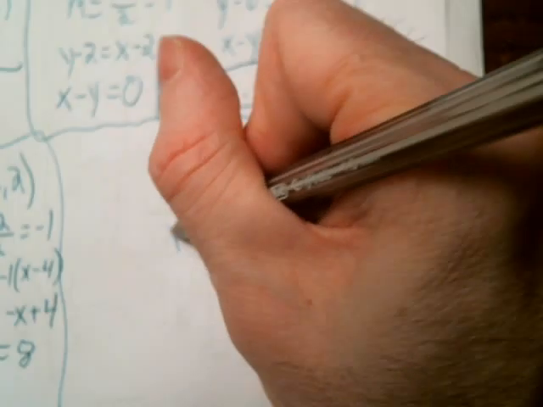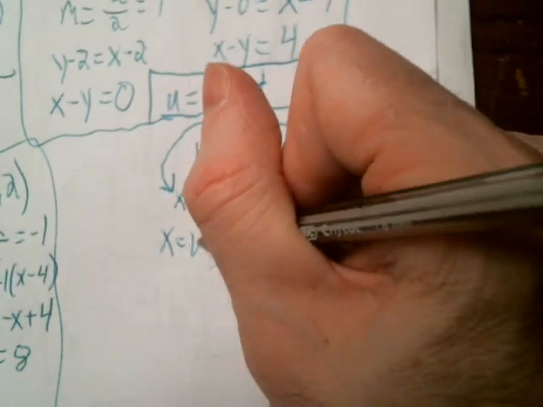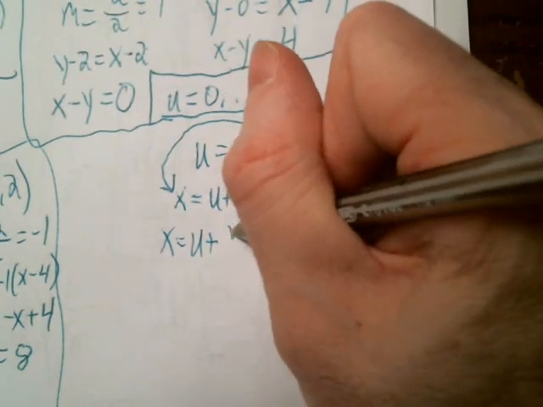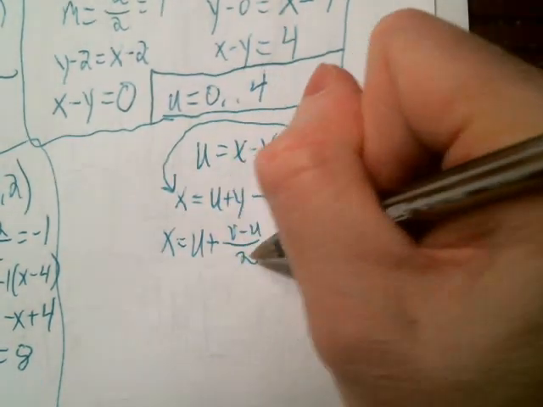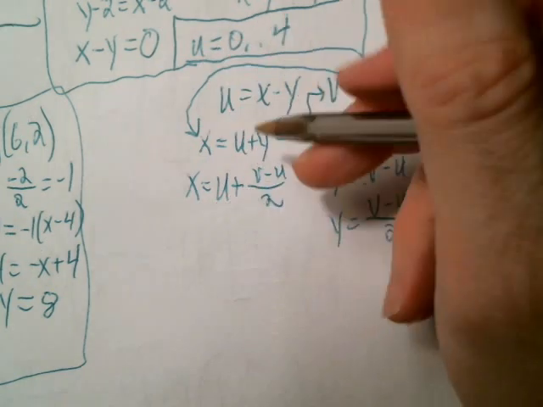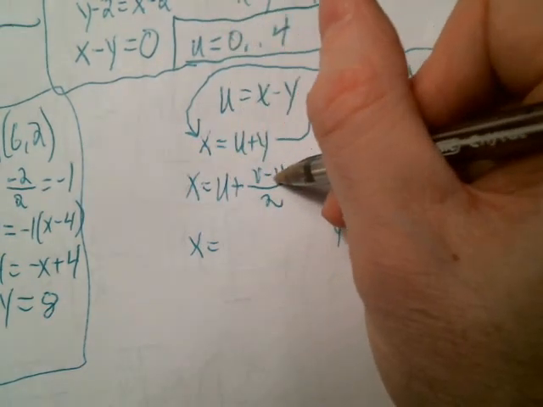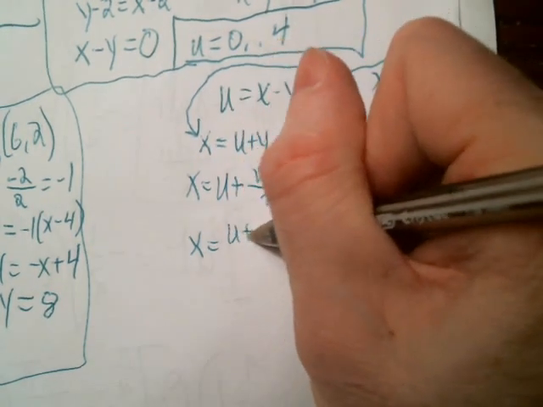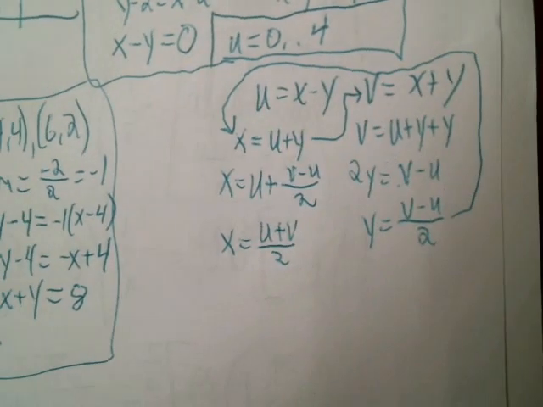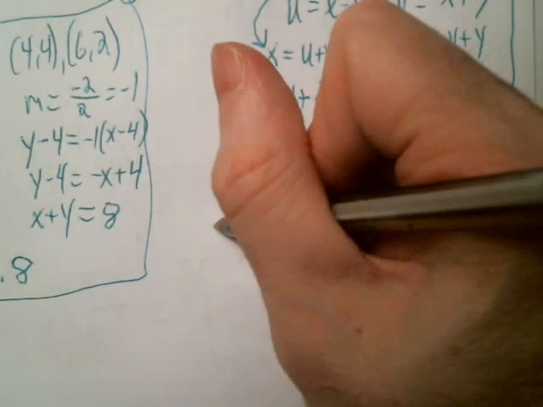Okay, so you'll have x equals u plus y, which is now (v minus u) all over 2. Common denominator of 2 means x is (2u plus v minus u), which is (u plus v) all over 2. And now I can get my Jacobian.